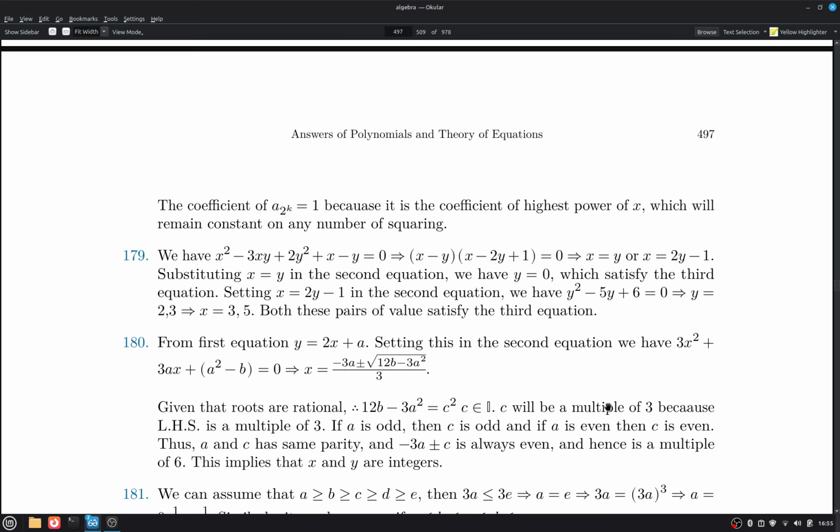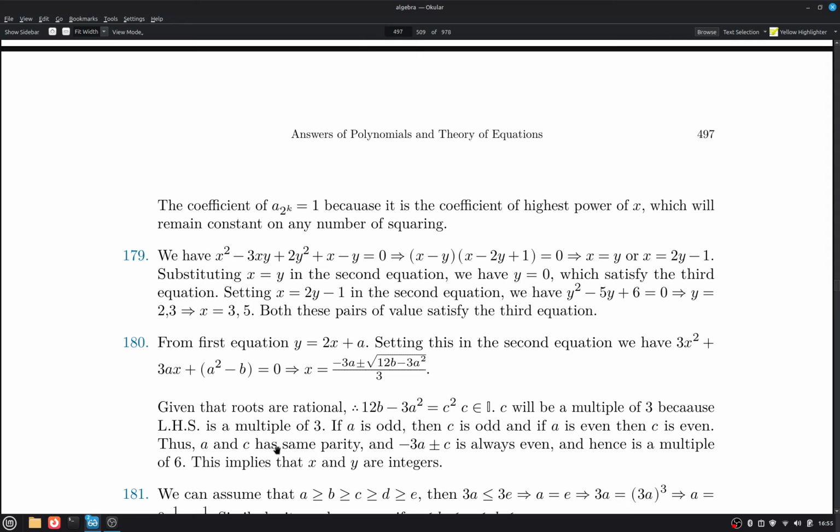Now c will be a multiple of 3, because the left hand side is a multiple of 3. Since this is a rational root, this 3 must divide this. That's why c must be a multiple of 3. If a is odd, then c is odd. And if a is even, then c is even. Thus a and c have the same parity.